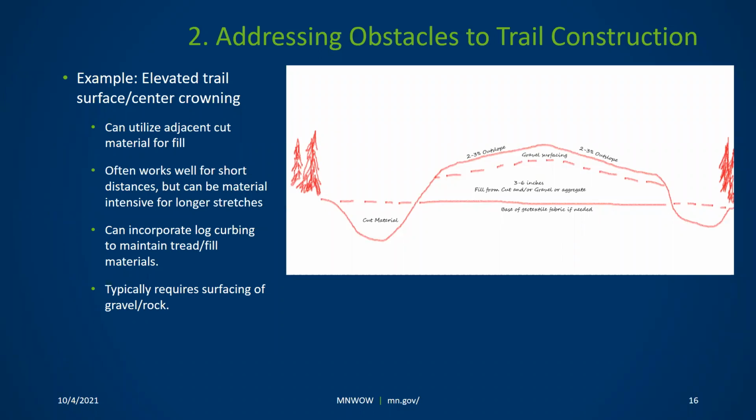But in these cases, it's often pretty material intensive, and we generally want to use these for shorter stretches. Some of the fill material for this can be larger rock, like quarry spalls, which would allow some water to pass. But again, this is elevating trails. If you've got materials to do it, you can do it. But ultimately, the best way to address this is to avoid these areas during construction.